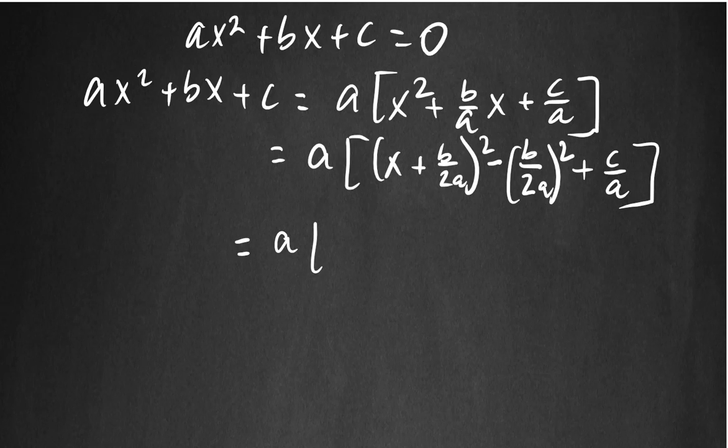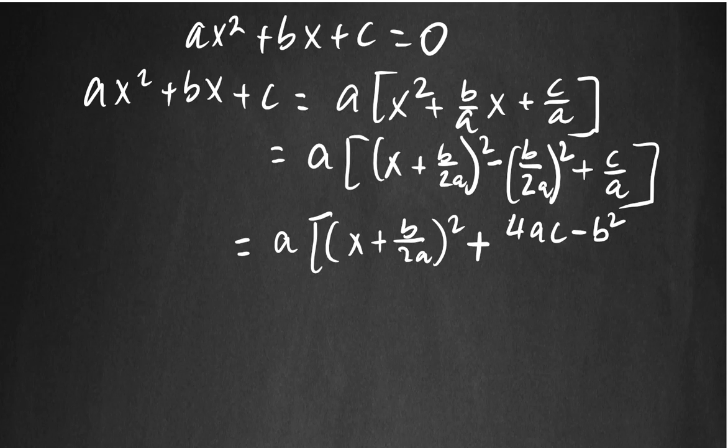Okay, so we continue. We can say this is equal to a times x plus b over 2a squared plus, we know b squared over 4a squared. To get this one here, we have 4ac over 4a squared. So we say 4ac minus b squared over 4a squared, correct?